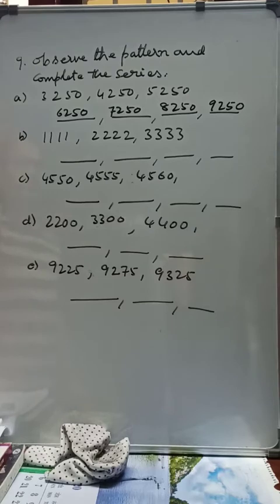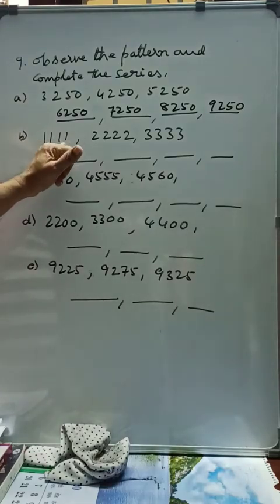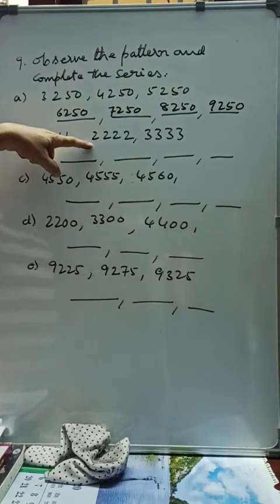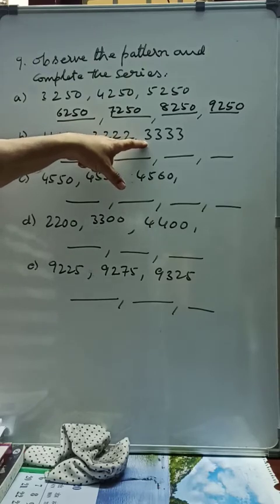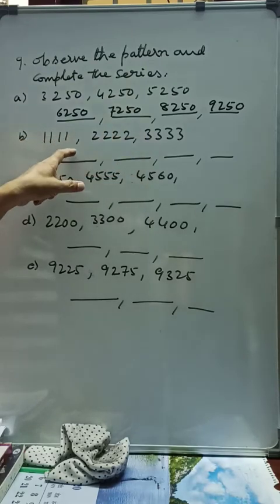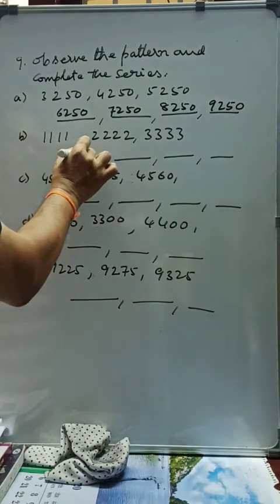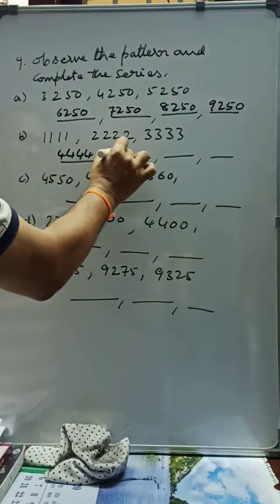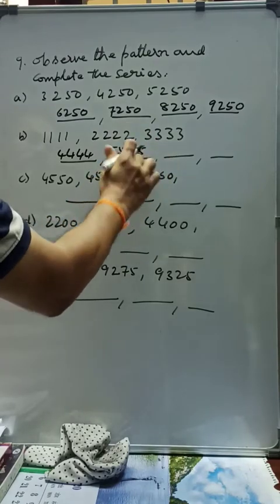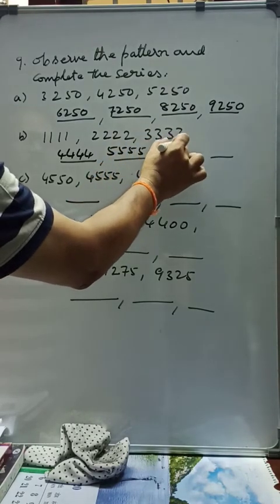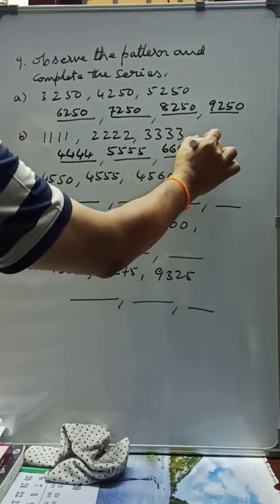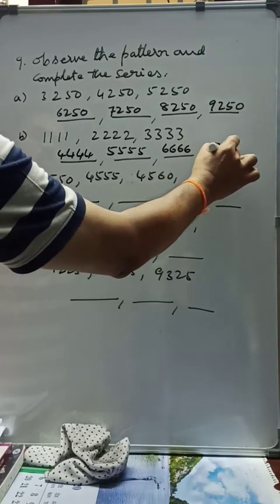Then coming to B, we have 1111, 2222, 3333. After 3 comes 4. So fourth blank is 4444, 5555. Next comes 6, 6666 and 7777.